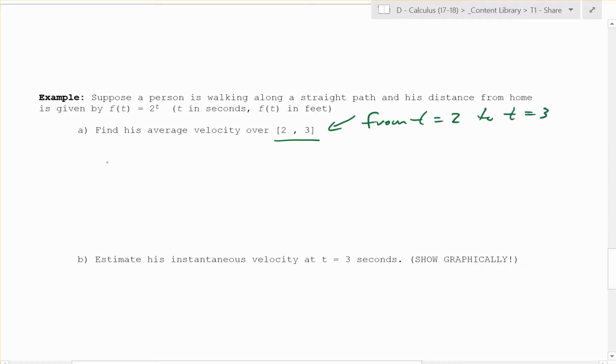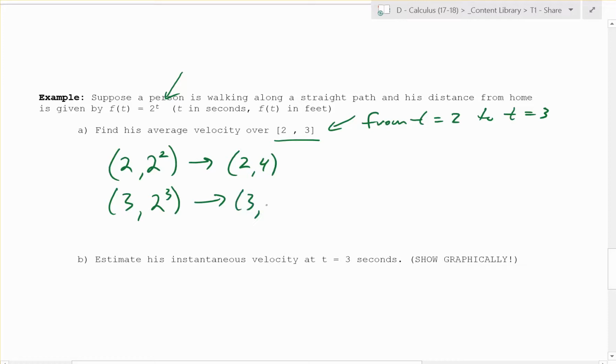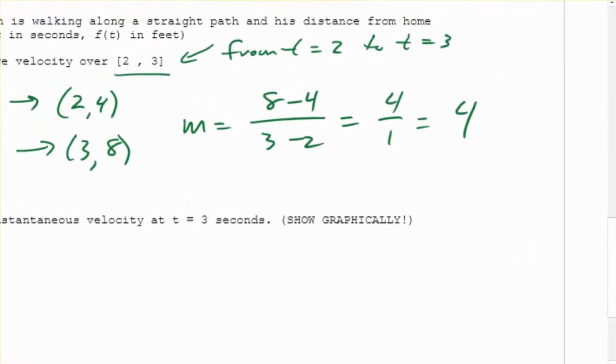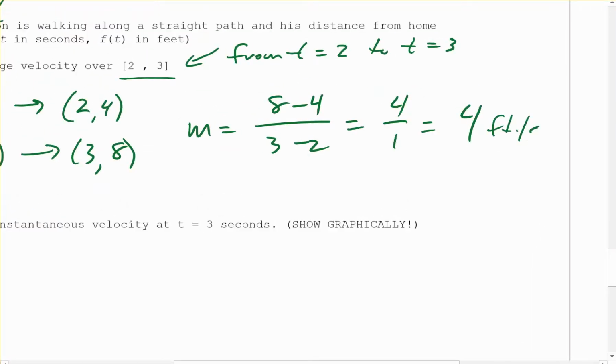That's what this means. So what are these points? We're going from 2, 2 to the 2, because that's the function 2 to the t. We're going to 3, 2 to the 3. So that point right there is 2, 4. And this point right here is 3, 8. So what is the slope between these 2 points? Well, it's going to be 8 minus 4 over 3 minus 2, which is 4 over 1, which is 4. And let's make sure we put units on it. So that's going to be 4 feet per second because it's a velocity.